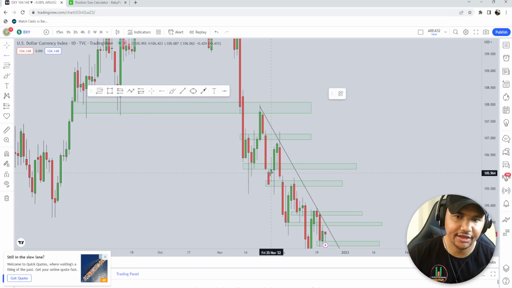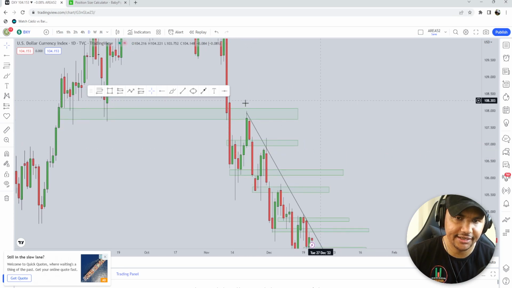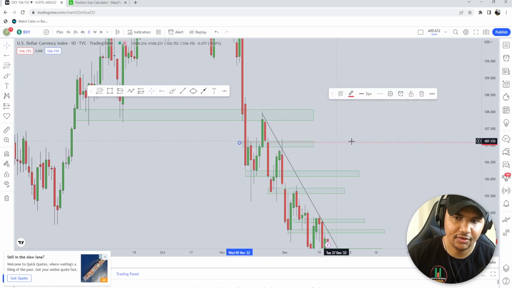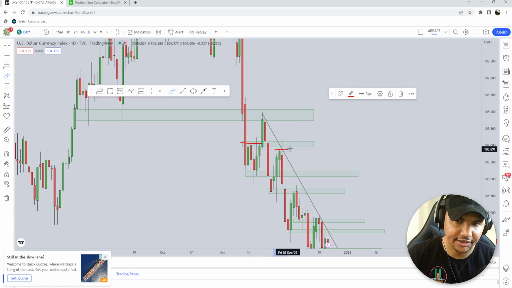What do we have over here? We have a green candle next to a red candle over here. Okay, let me just remove this because there we go. So we have a green candle next to a red candle, green candle next to a red candle, and so on, over and over.